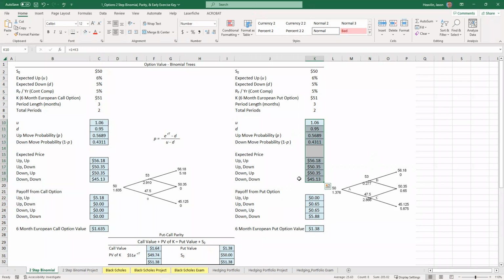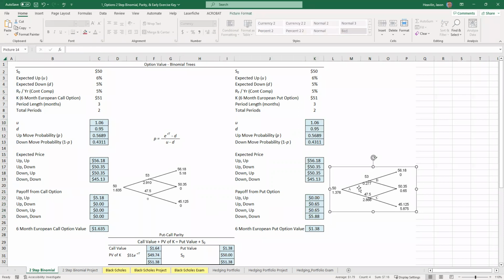But because you're in a put position, in a short position, you bought a put instead of a call, this is the part that changes. And the tree looks a little different because of it. So this is what happens. Notice that the price is the same, 50, 53, 56.18. If you go up and up, up, down, up, down, down. So all that is the same up to that point.